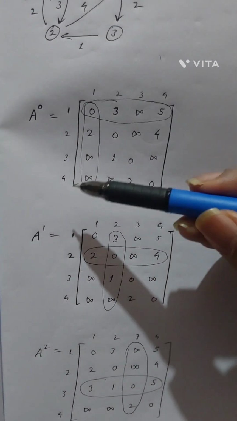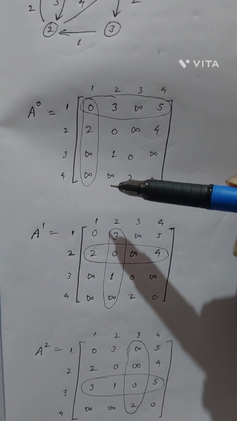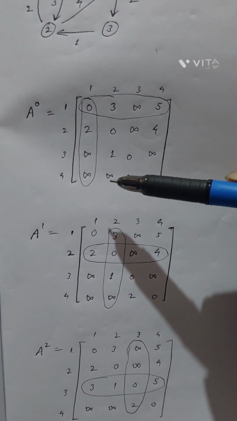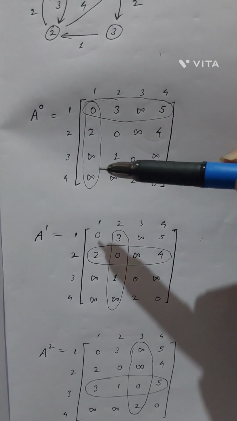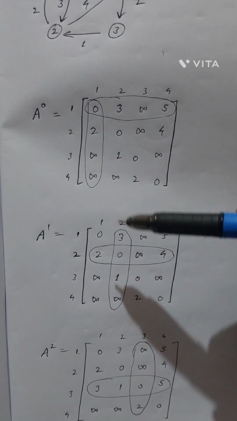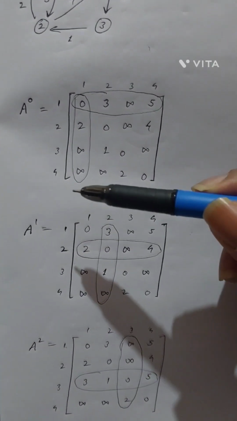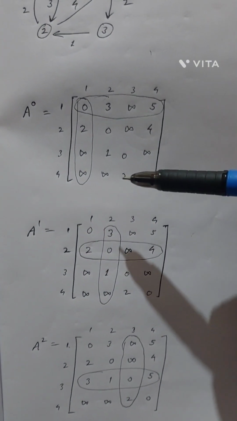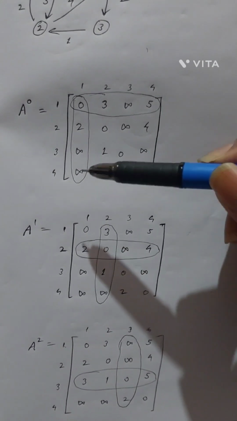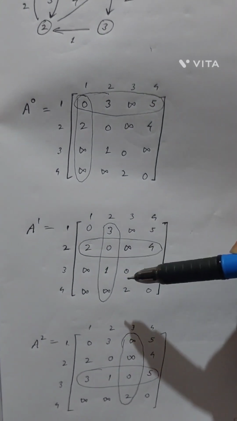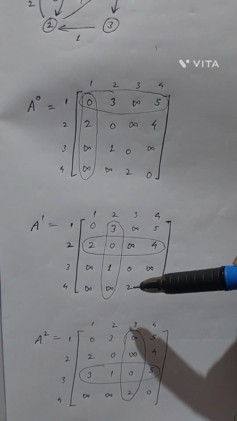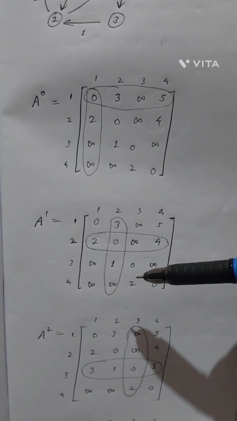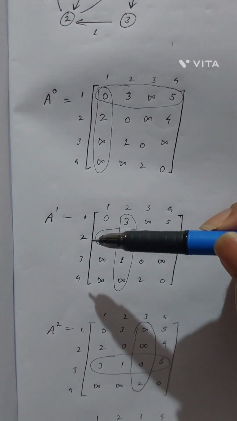Similarly for 4, 2, we have infinity and the minimum of infinity and infinity plus 3, which is again infinity. So we write infinity here. Now for 4, 3, we take the minimum of 2 and infinity, which is 2. So we write down 2 here. So this completes the matrix A1.